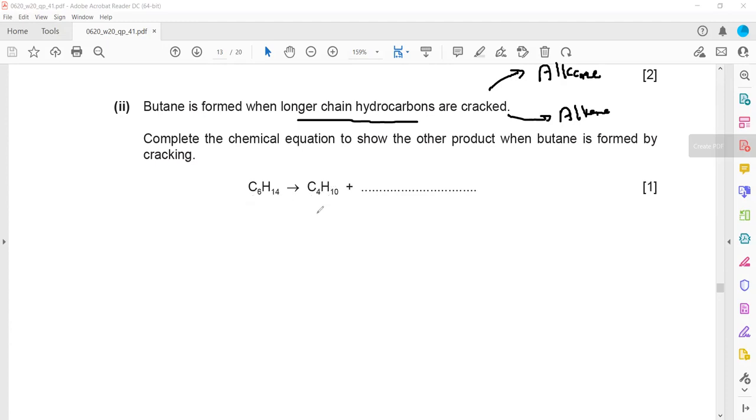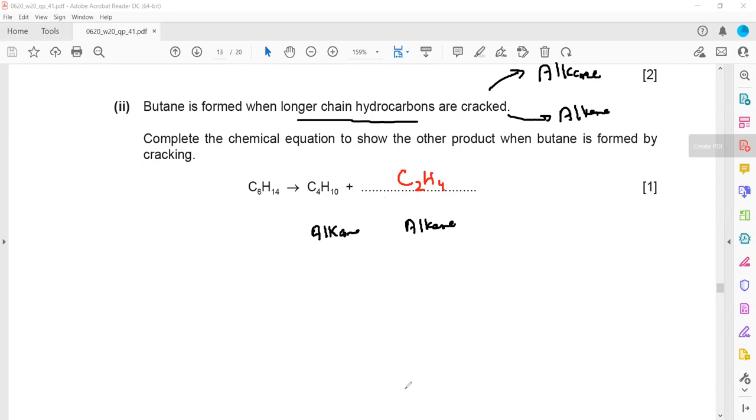So butane is formed, so this one is an alkane. C4H10 is an alkane because the number of hydrogens is twice the carbons plus 2. So the other product of cracking should be an alkene. The total number on the left hand side should equal the total on the right hand side. C6 on the left, 4 are used here, so 2 are left. And out of 14 hydrogens, 10 are used in the alkane, so the remaining are 4. So C2H4, which is ethene, is the other product.